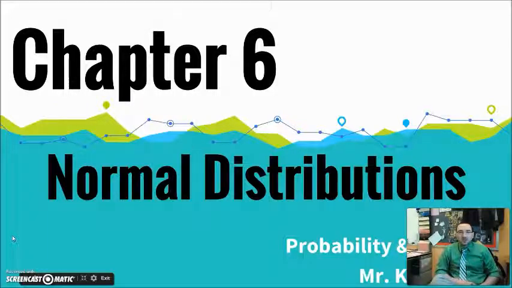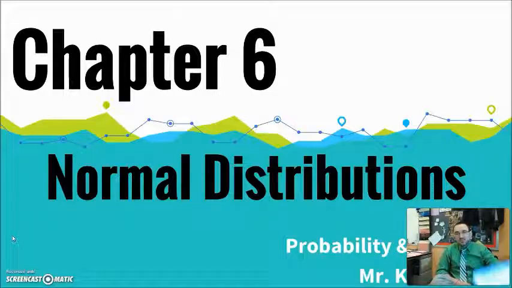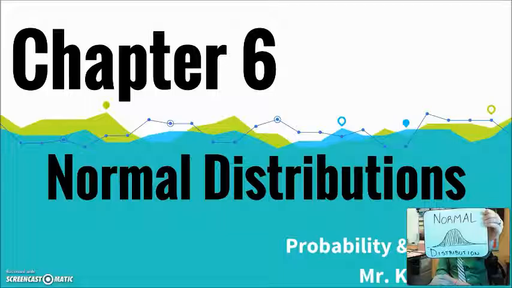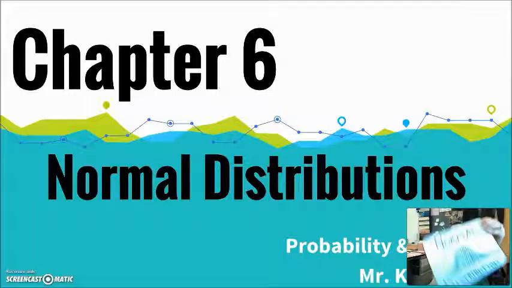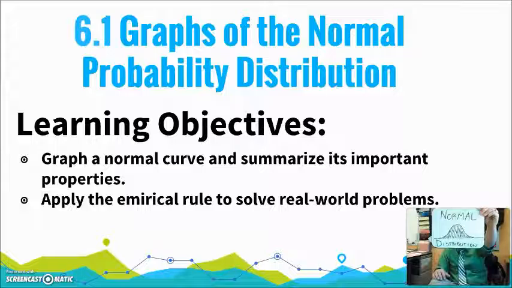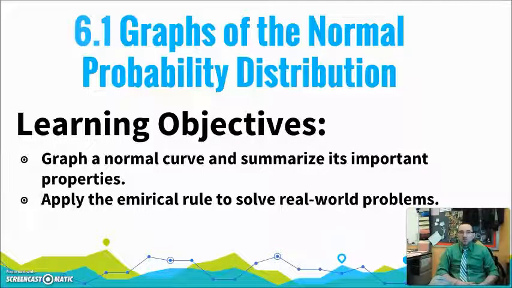All right, let's start talking about Chapter 6 here, normal distributions. This is what it looks like. We're going to be talking about the area underneath that curve. That represents the probability. Okay, so in Chapter 6, we're going to start off with Section 6.1, which is graphs of the normal probability distribution, which is that. And we are going to study what the normal curve is, and we're also going to summarize its important properties. So there's four main properties that we're going to talk about, which is going to lead into applying the empirical rule to solve real-world problems.